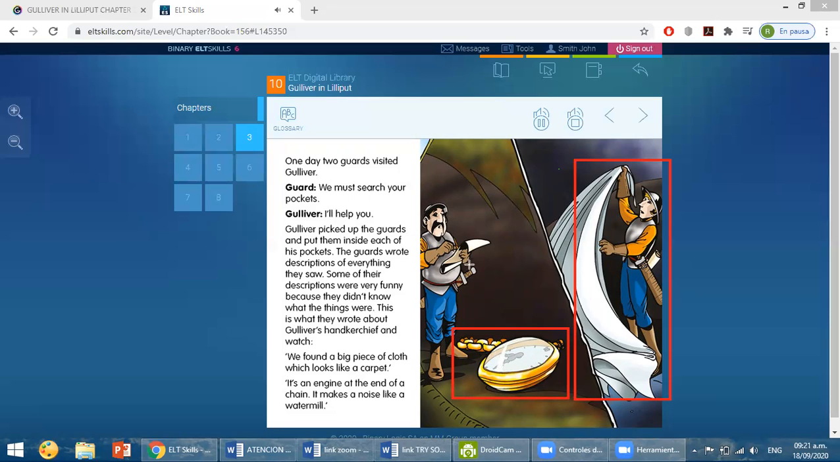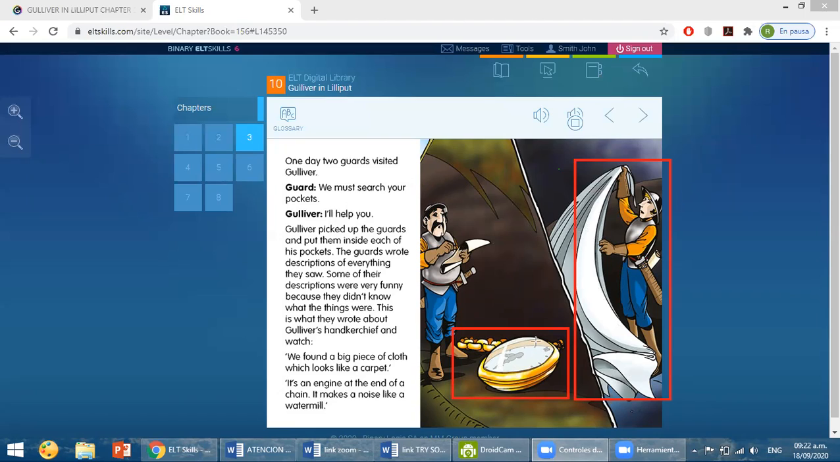You see, one day two guards talk to Gulliver and say, "We must search your pocket. We must see what you have in your pocket." Okay? And Gulliver says, "Okay, see." And these people, these Lilliputians, they found two objects. Okay? One was a handkerchief. For Gulliver it was a handkerchief, but for the Lilliputians it was a big piece of cloth, like a carpet.